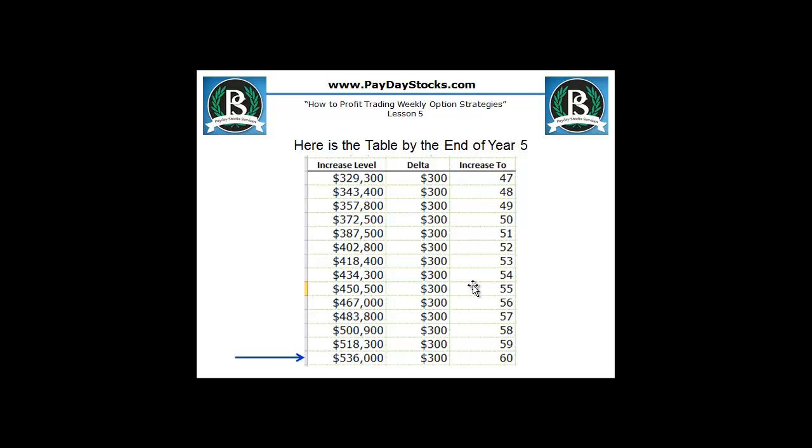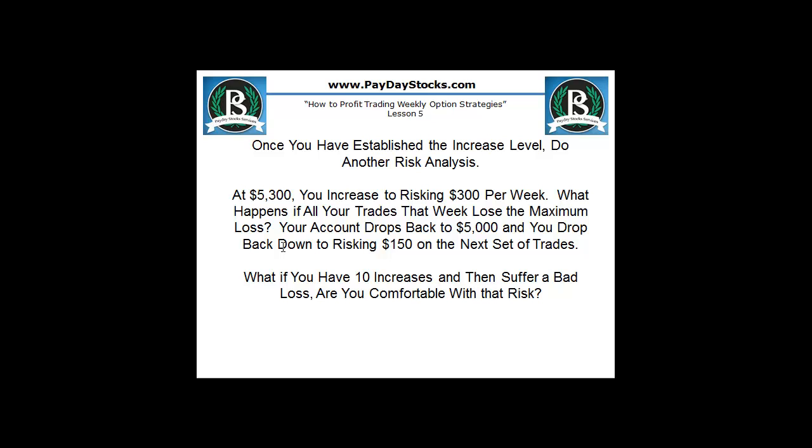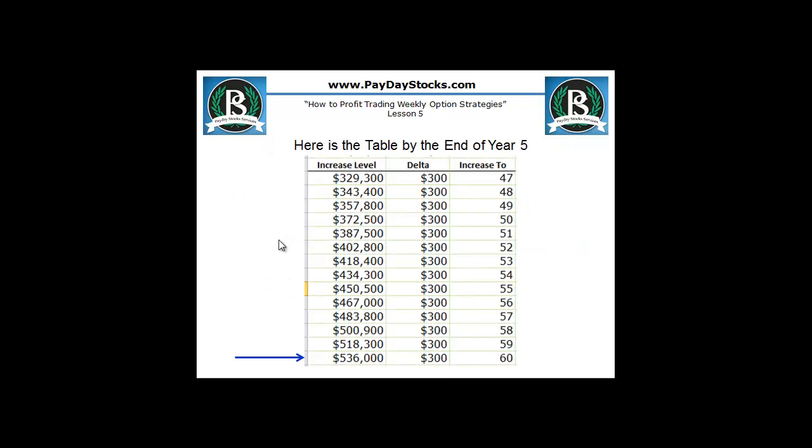So once you have established the increase level, and we establish the increase level by looking at the maximum risk on a single month basis, we cut that in half and then we plug that into the formula. So once we establish an increase level and we create our table, then we do another risk analysis. And this is important because you need to know what's going on if you suffer that massive loss or massive drawdown after you've already made several increases.